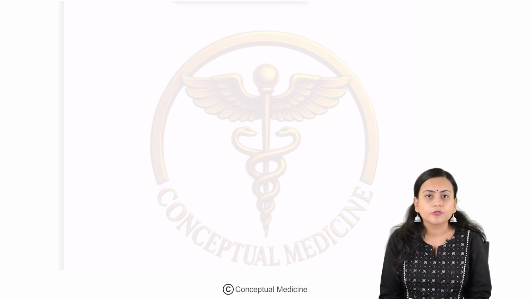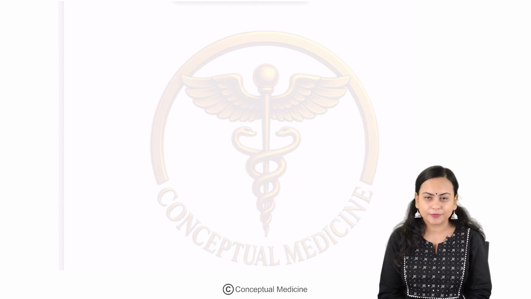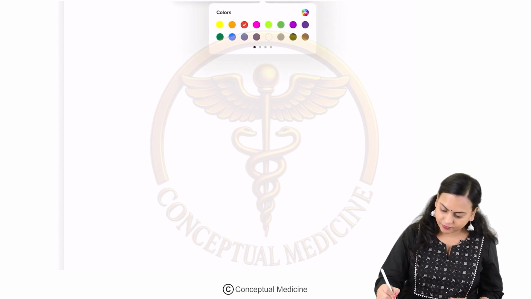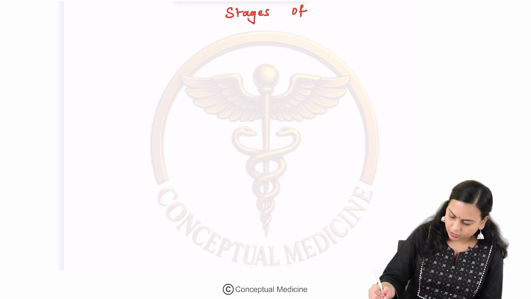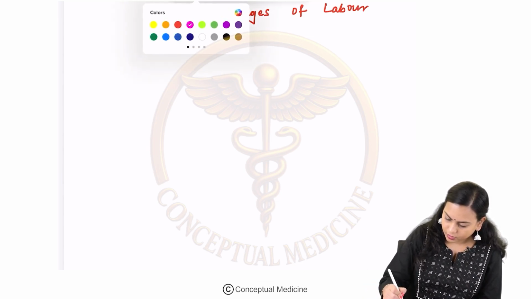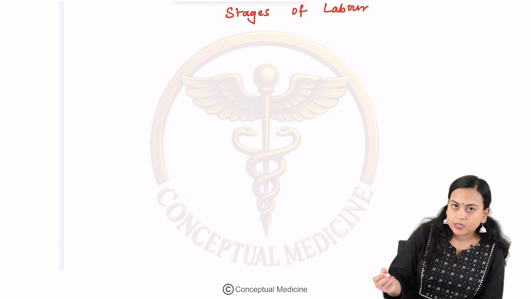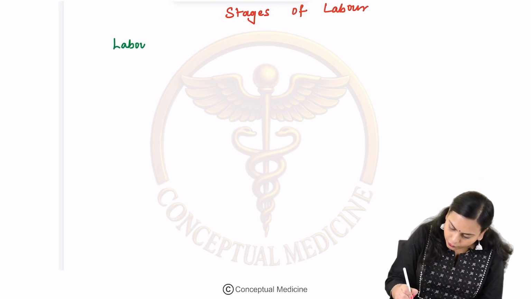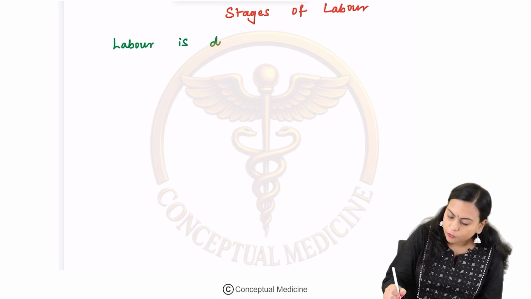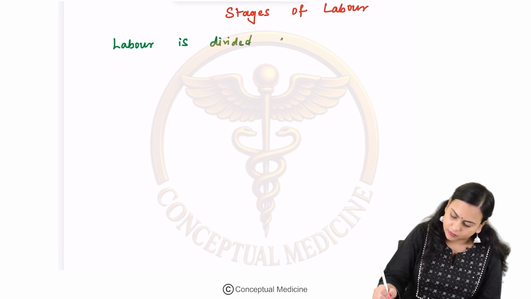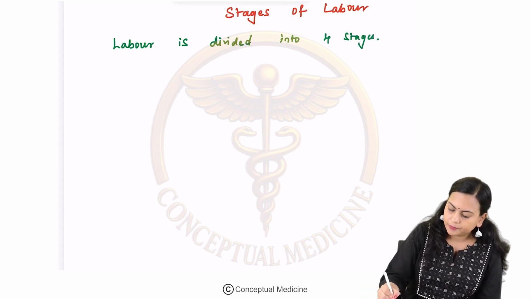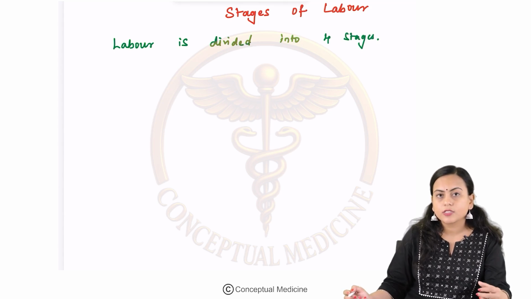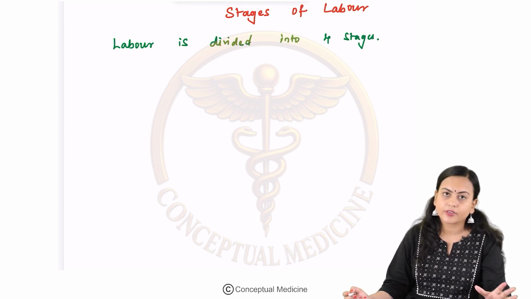In this video, we are going to talk about the various stages of labor. So, stages of labor. Labor is divided into 4 stages. Okay. So, the first stage is from the onset of uterine contractions till full cervical dilatation.